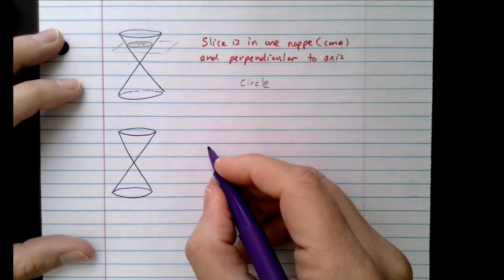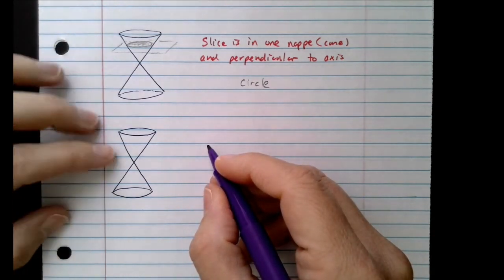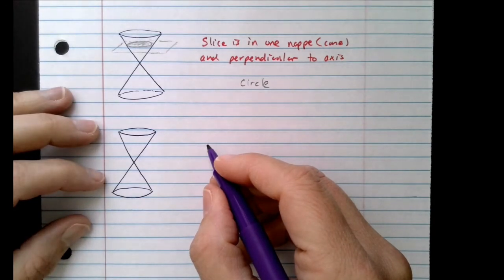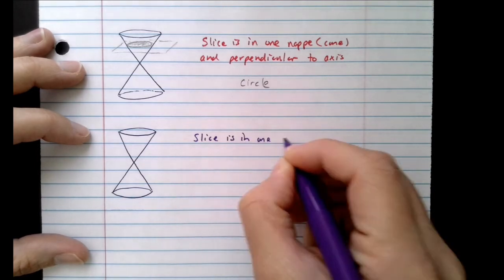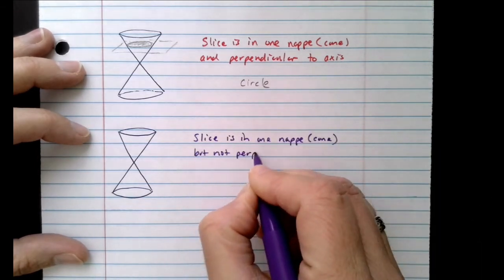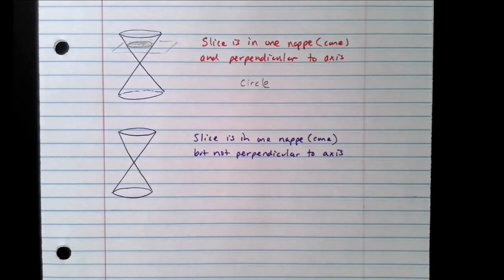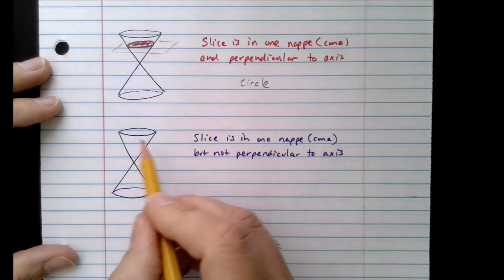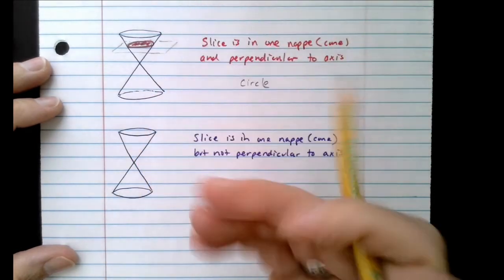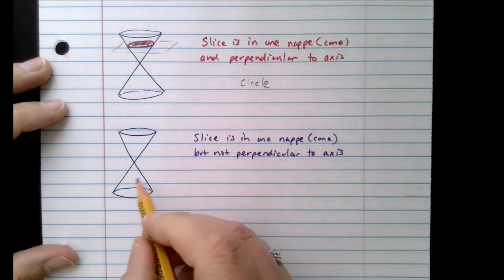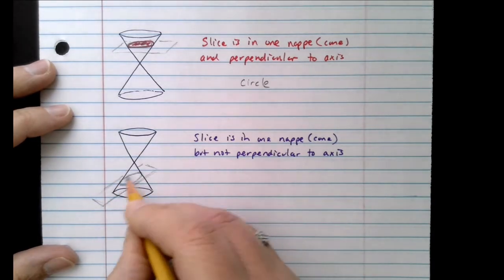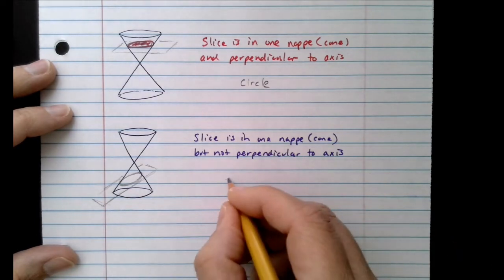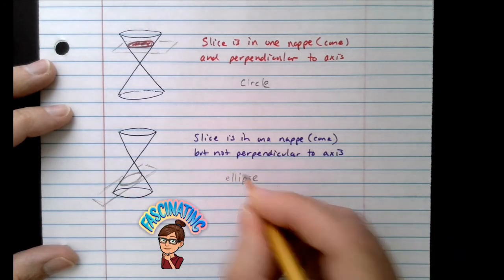This time, our slice is going to be again in only one nap, one cone, but this time it's not perpendicular to the axis. So again, I'll just focus on the upper one. It doesn't matter, by the way, which cone it's in, the same thing will happen. What shape do you think that is? It's not a circle. It's going to be an ellipse.